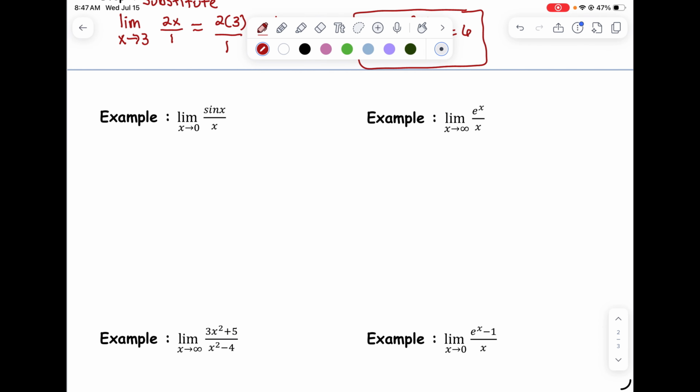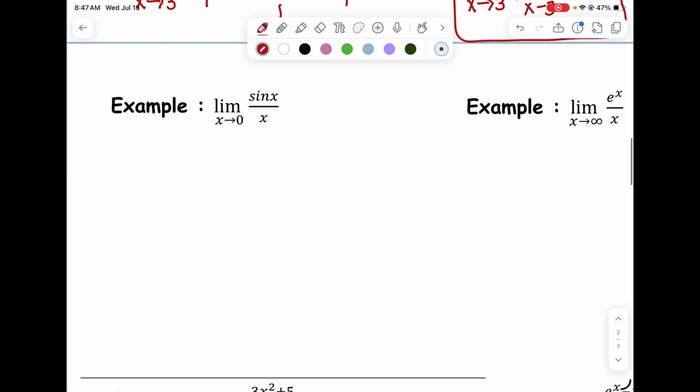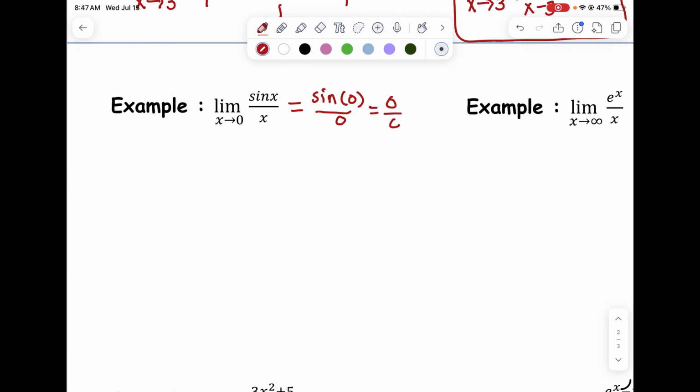Okay, so let's try a few examples together. This first example is the limit as x approaches 0 of sine x over x. So we're going to substitute the 0 into this original expression. So sine of 0 over 0. The sine of 0 is 0, and the denominator is just 0, so we see that we have an indeterminate form. So we're going to move on to step 2.